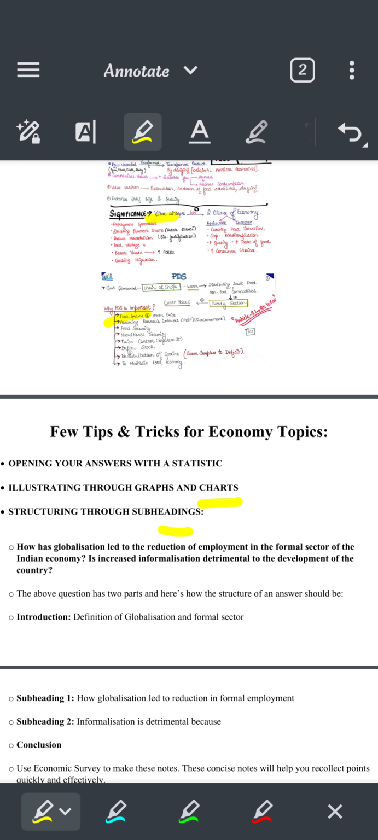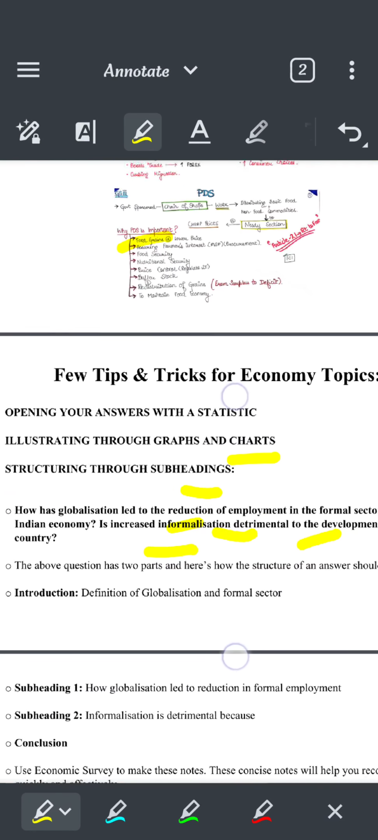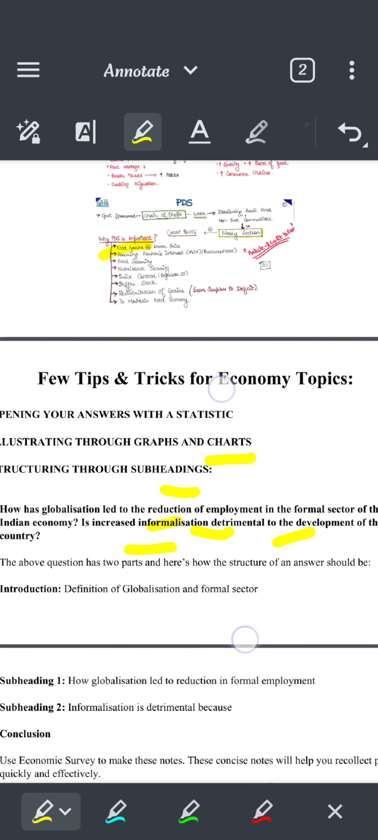So for example, how has globalization led to the reduction of employment in the formal sector of the Indian economy? Is increased informalization detrimental to the development of the country? So the above question has two parts, and here's how the structure of an answer should be.